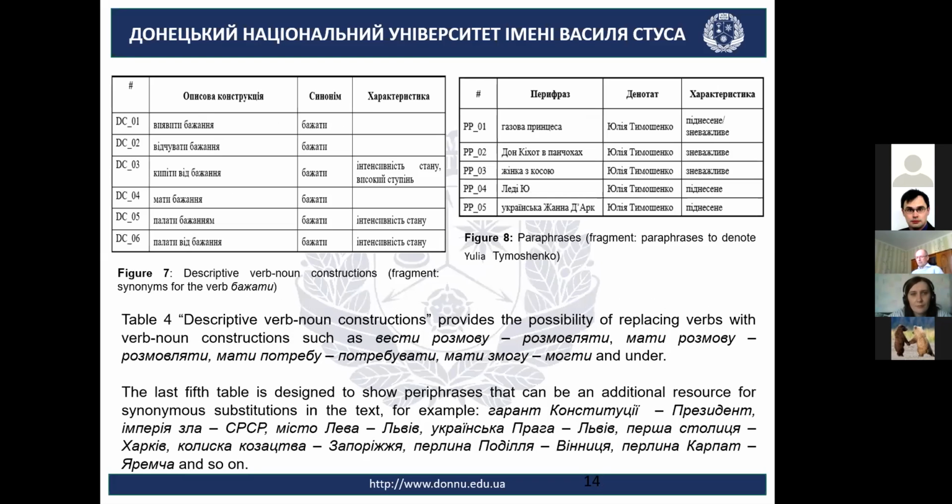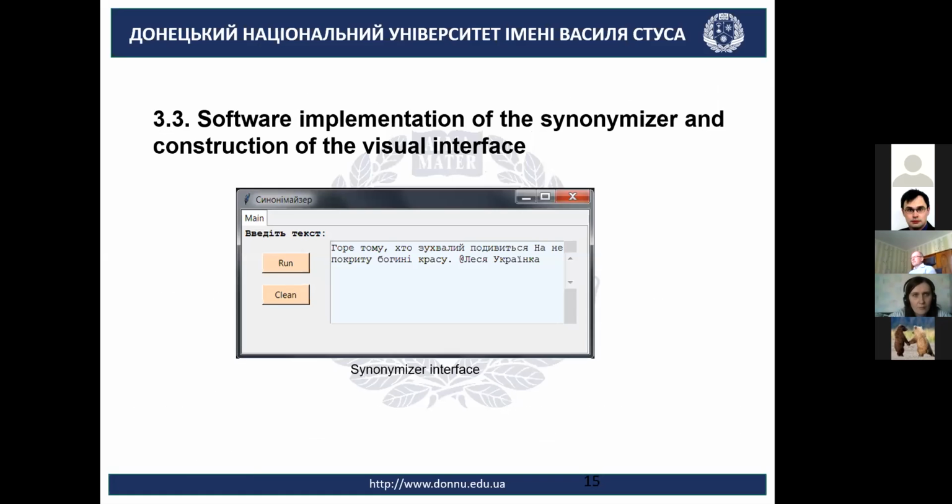The last few tables are designed to show the periphrases that can be an additional resource of synonyms and substitutions in the text. For example, гарант Конституції – це президент, імперія зла – СРСР, and so on. We don't only use synonymous words, we also use synonymous constructions. Here you can see our interface.